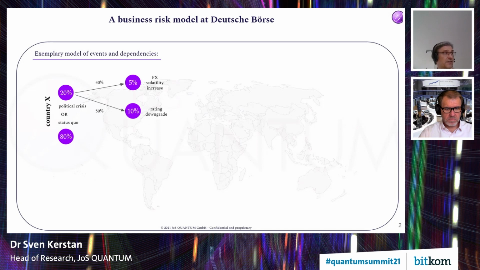So each of these things has a number associated with it here. 20% risk of a political crisis, 5% risk of a volatility increase, 10% risk of a ratings downgrade. But as Rory already mentioned, in general, such risks will be connected. So a political crisis, for example, may well trigger a volatility increase in the exchange rates.